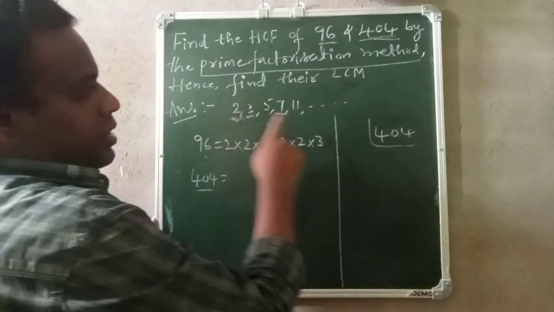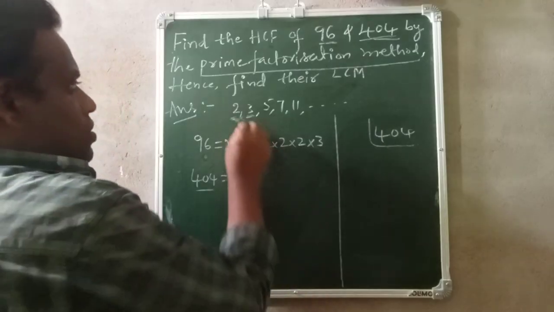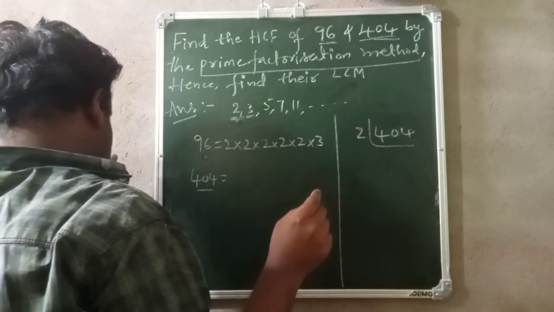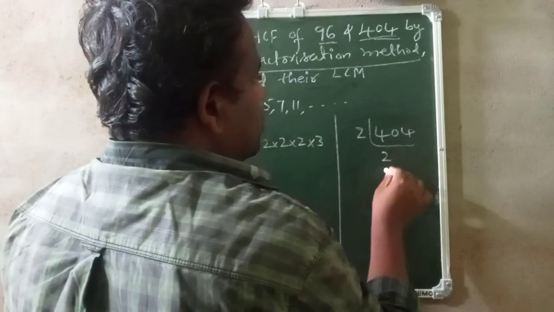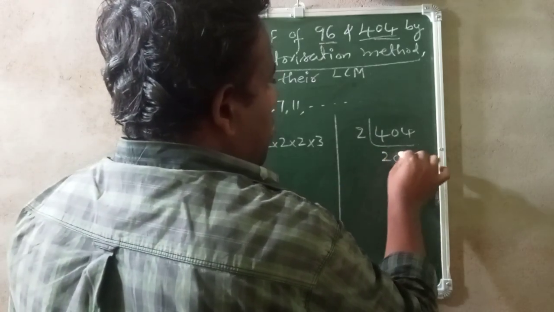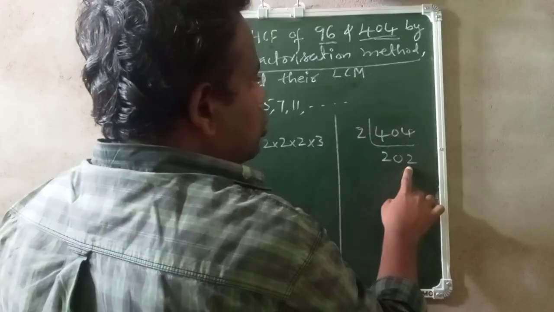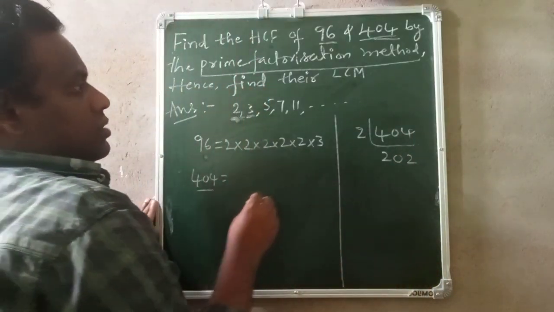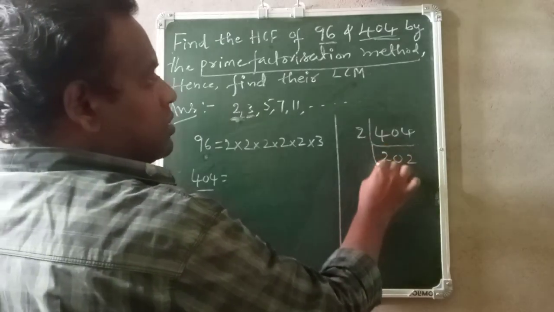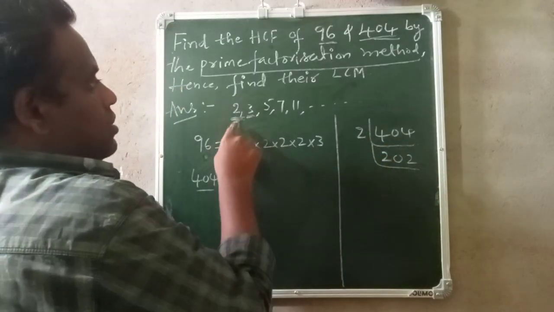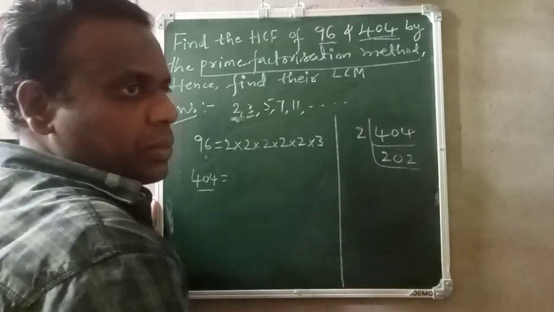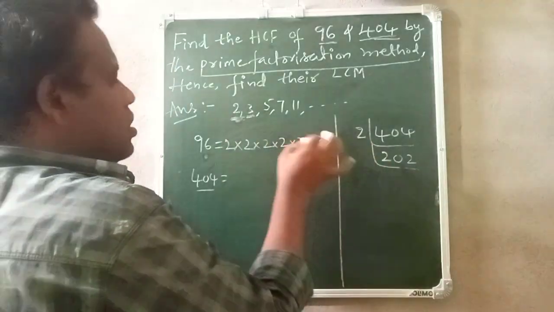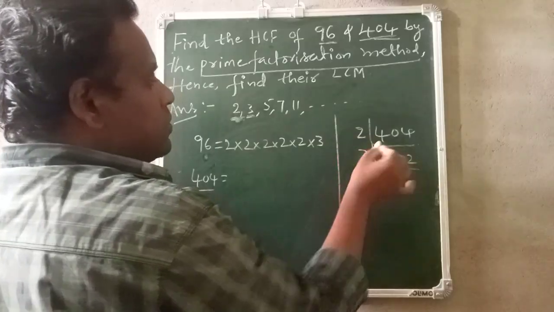Now check whether this 2 can divide this completely or not. Yes, this 2 can divide this 404 completely. So I will take this 2 here. Now see, 2 202 is a 404, we will get. Next, put like this. Next check whether this 2 can divide this 202 completely. Yes, this 2 can divide this 202 completely. So I will take this 2 here again.